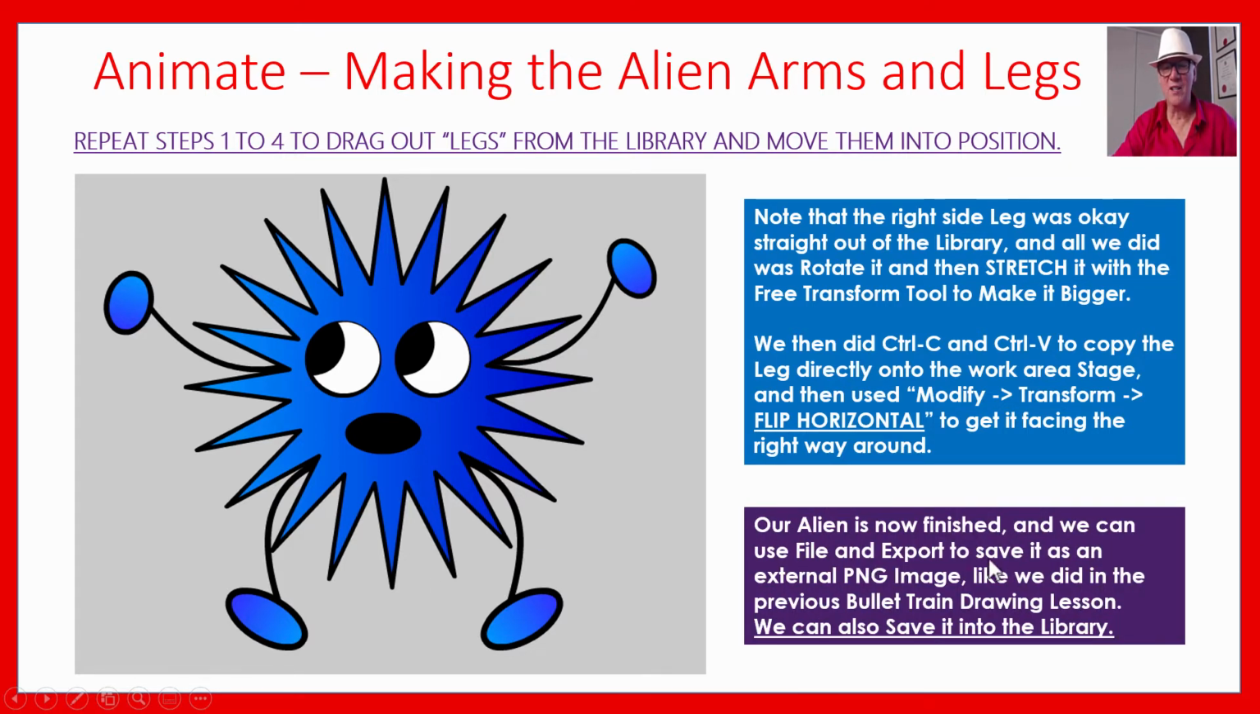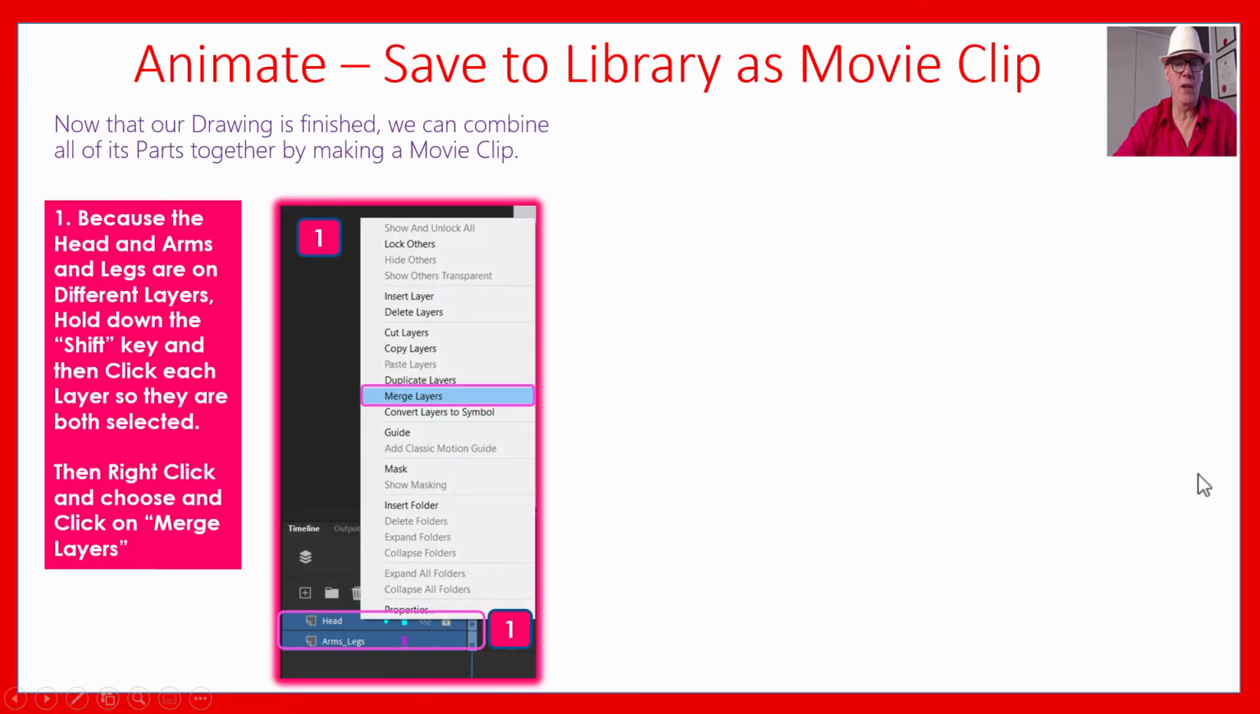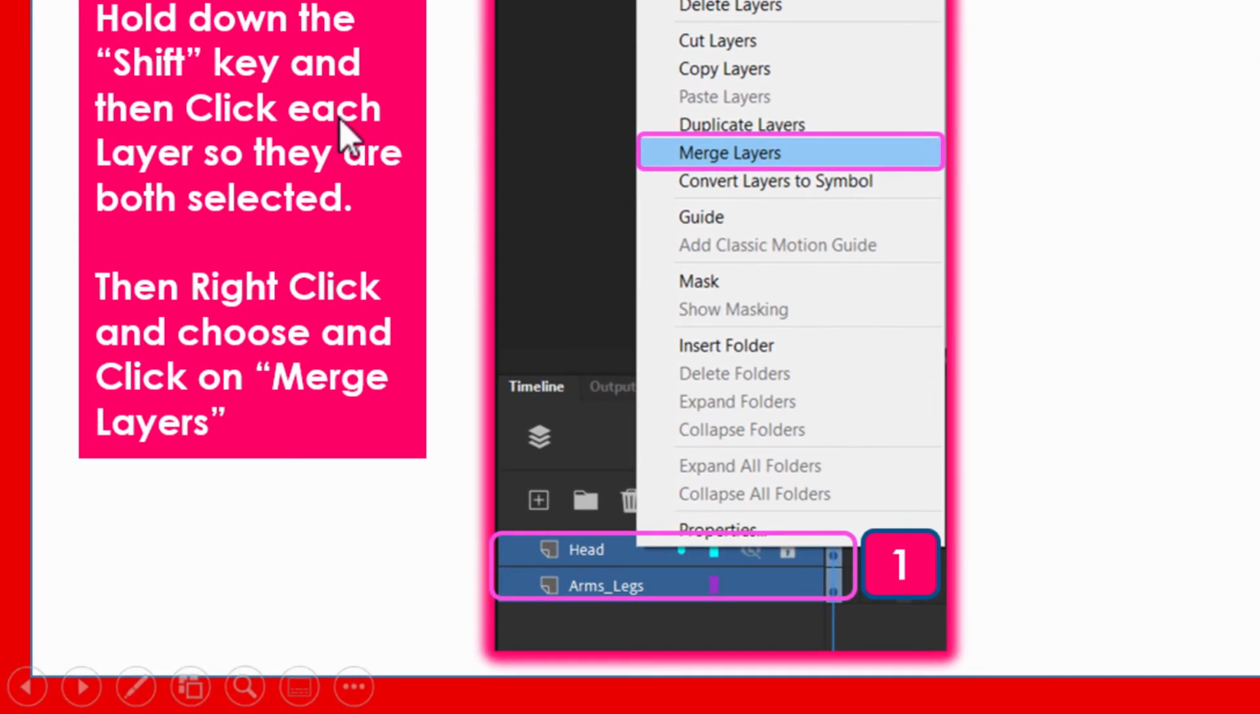And we can use File, Export to save it as an external PNG, and we can also save it to the library. So let's look at how we save that into the library now. The complete finished drawing, we saved its eye and we saved its arm leg. Now we're going to save the complete thing. Because the head and arms and legs are on different layers, that's an issue. So you can't just draw a square round it as usual and right click and go Convert to Symbol, because we've got the things on different layers.